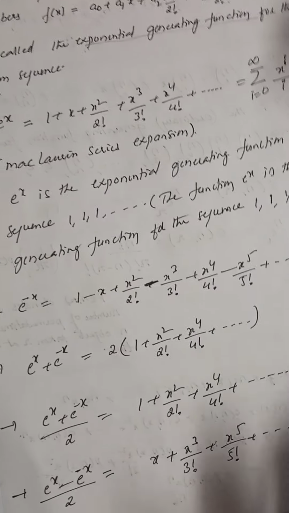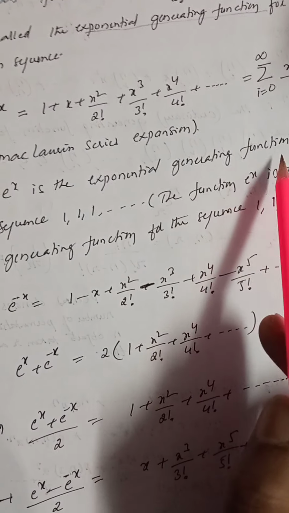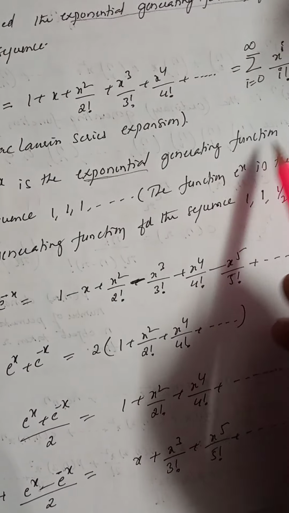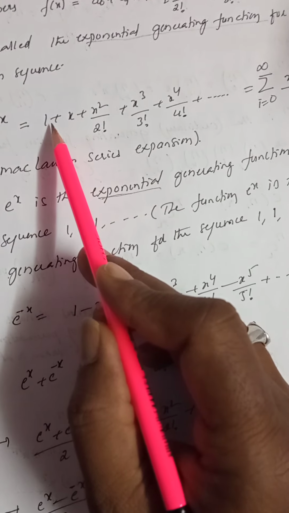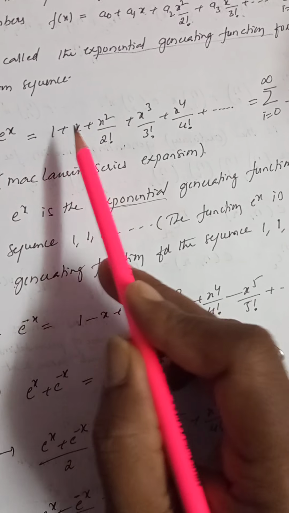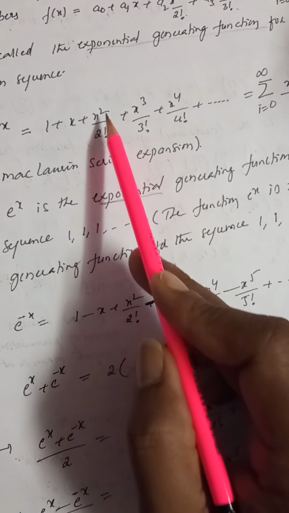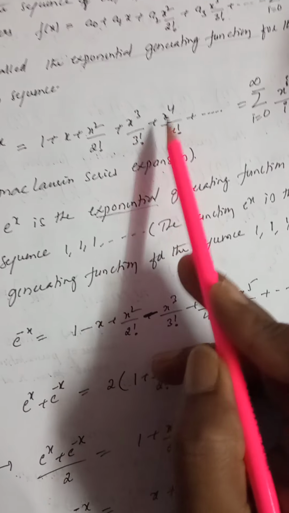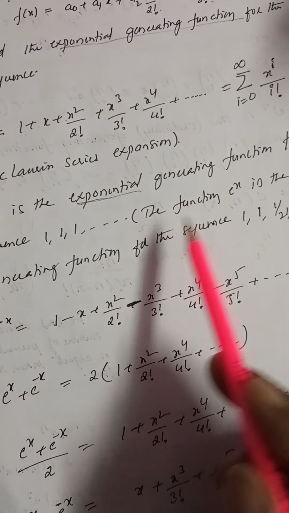Power series of x. Now e power x is the exponential generating function. Here underline this word, exponential generating function for the sequence. Here the coefficients I have to write: x to the power of 0 by 0 factorial, coefficient is 1; x to the power of 1 by 1 factorial, coefficient is 1; x square by 2 factorial, coefficient is 1; x cube by 3 factorial, coefficient is 1, right? That means 1, 1, 1, and so on.